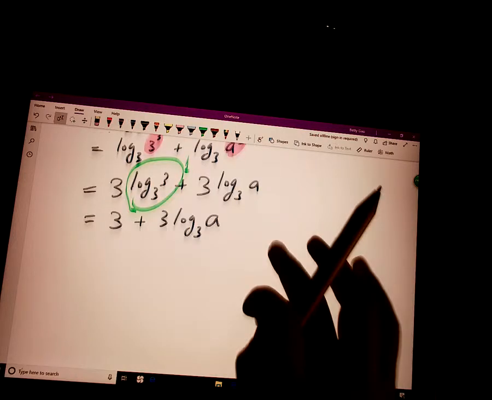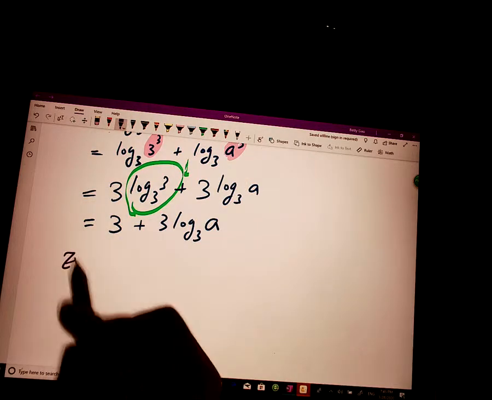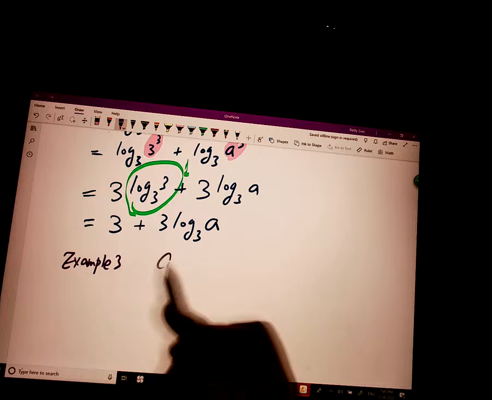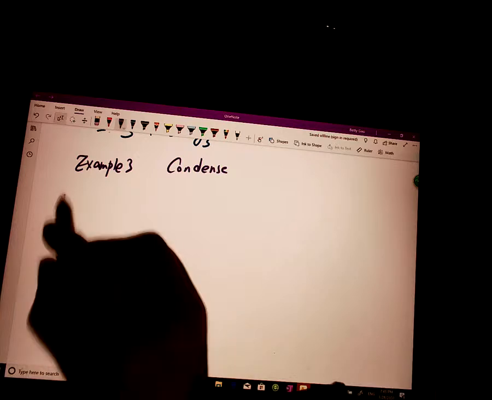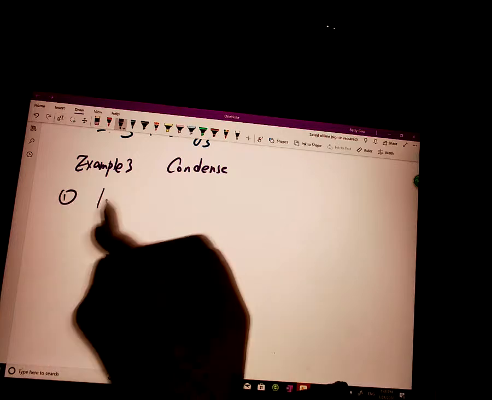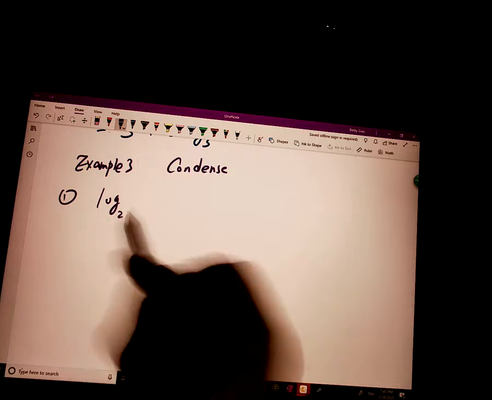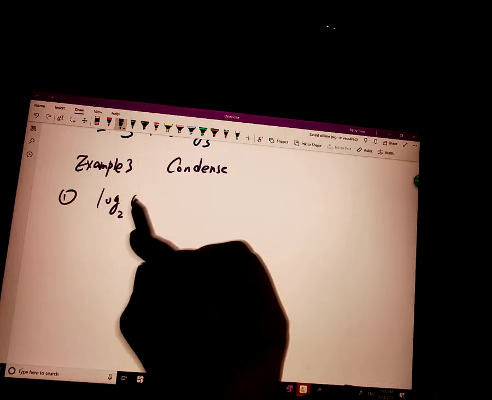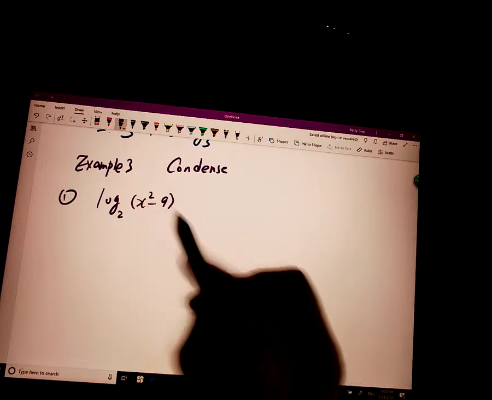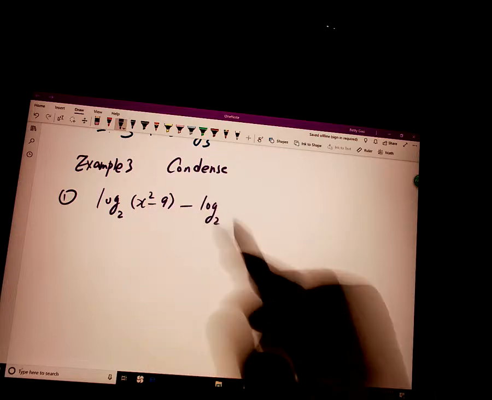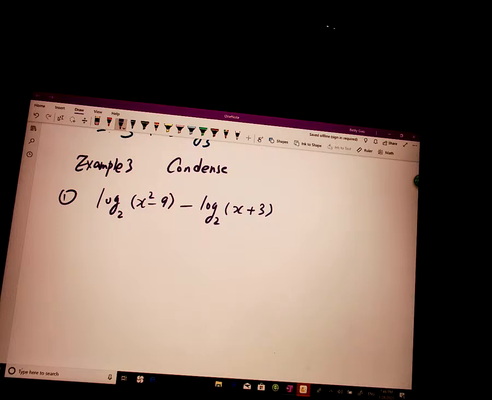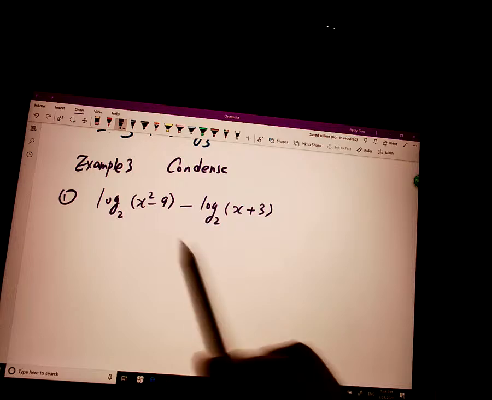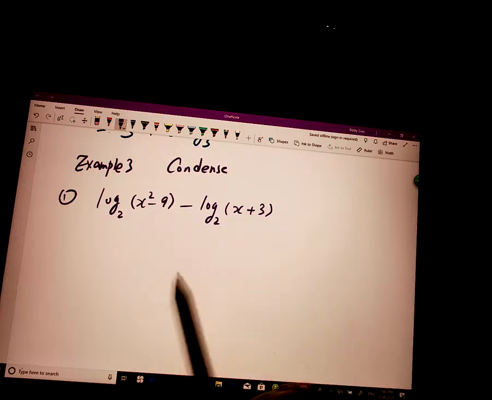Okay? Example 2, condensing. We're going to do the other way around. If you know what expanding is, then the other way around is condensing. For example, we have log base 2 of parentheses x squared minus 9, minus log base 2 of the argument inside the parentheses, which is x plus 3. So you see a logarithmic expression. We are trying to rewrite the whole expression as one single log.